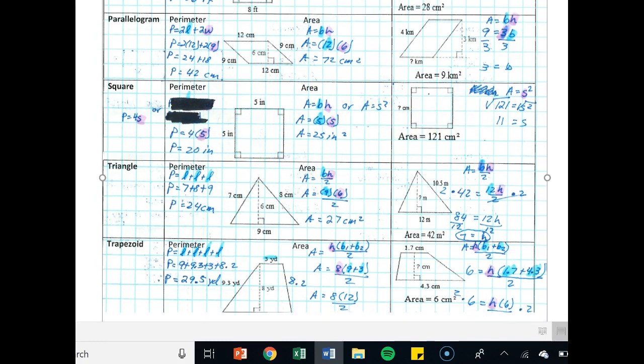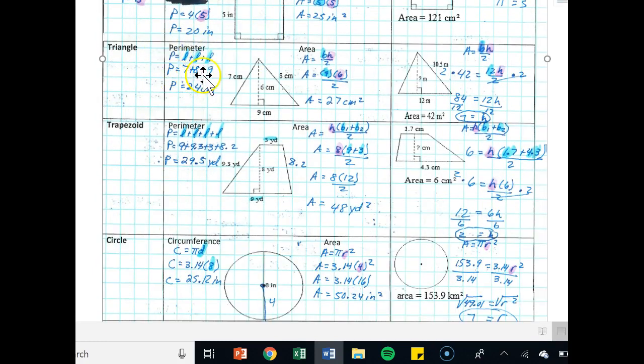For a triangle, notice the perimeter changes. It's just add up the 3 sides, so length plus length plus length. You ignore the stuff on the inside, the height. And the area formula also changes, so it's not just base times height anymore. It's base times height divided by 2. Remember, a triangle is half of a rectangle, so a base of 9, my height of 6, that dotted line is always the height, divided by 2.